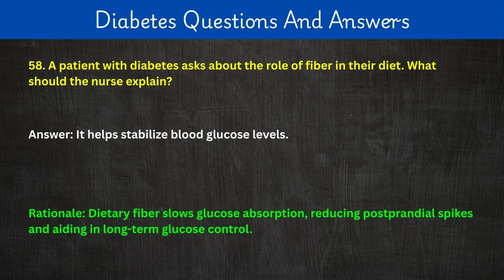58. A patient with diabetes asks about the role of fiber in their diet. What should the nurse explain? Answer: it helps stabilize blood glucose levels. Rationale: dietary fiber slows glucose absorption, reducing postprandial spikes and aiding in long-term glucose control.